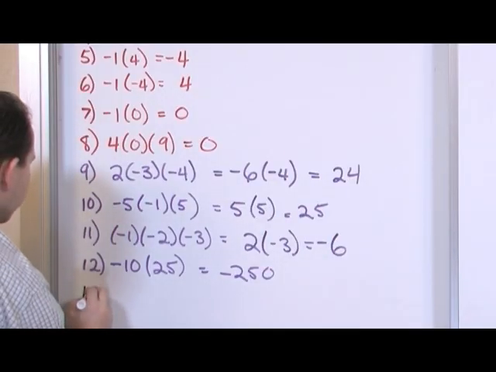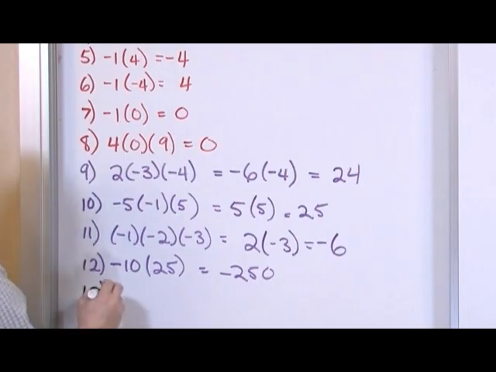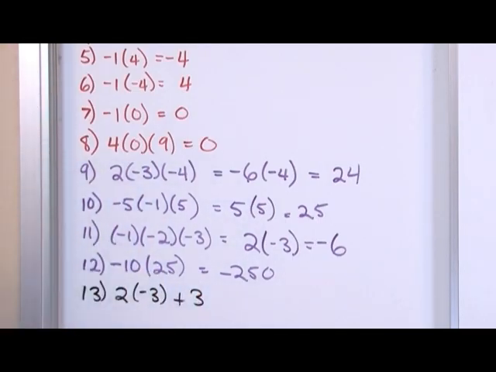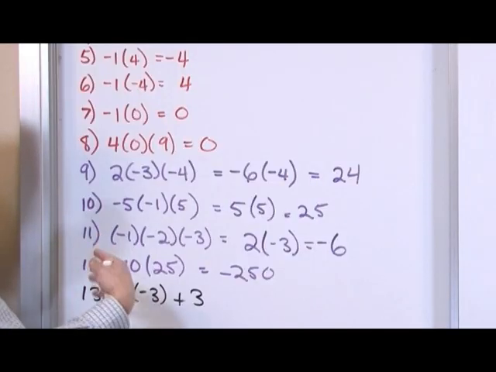Let's say we had, for 13, 2 times negative 3 plus 3. Well, one thing you need to learn is that when you have a bunch of multiplication and then you also have some addition going on, you always have to do the multiplication first, or if it's division, you'll have to do the division first. So multiplication and division always come before addition or subtraction.